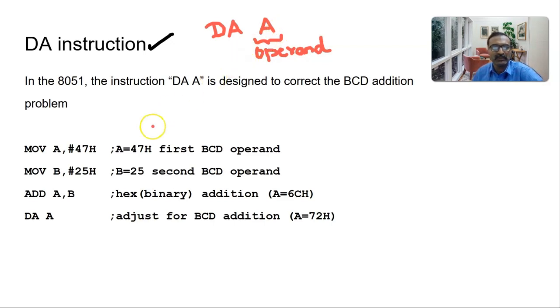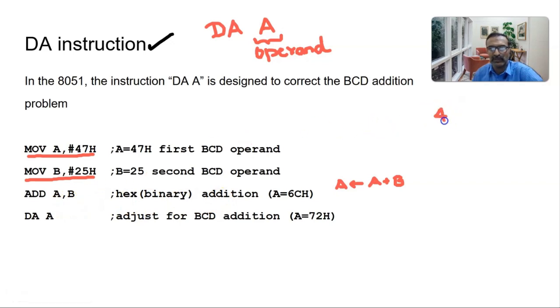So here I have given a small example. See, MOV A, #47, that is my first operand. The second operand is MOV B, #25. I want to add these two numbers. I am doing BCD addition. So I do ADD A, B. So A becomes A plus B, and your answer is in the accumulator.